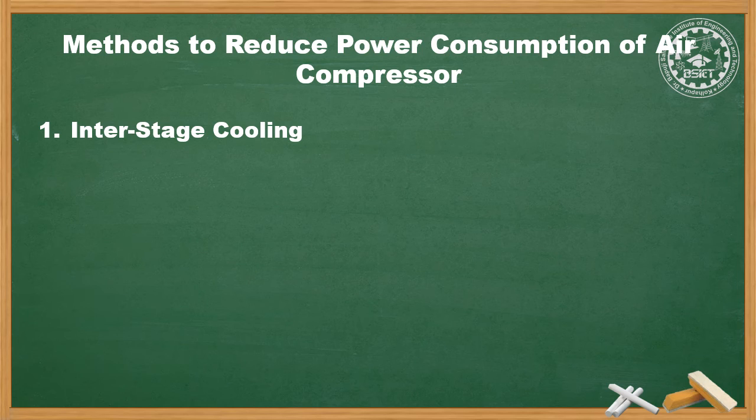Second, water jacketing. Water jacketing is nothing but keeping water circulating around the compressor so that the air is cooled. This method is only partially effective due to reduction in heat transfer rate to the wall.